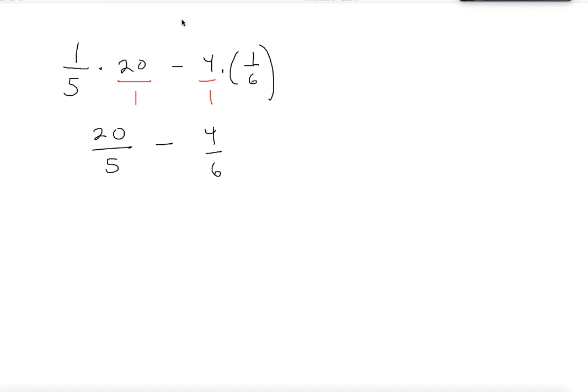Okay, so for the reducing, up here I could go 5 goes into 5 once, and 5 goes into 20 4 times. And then you can see this is going to be 1 times 4 over 1 times 1, which would just be 4, which is exactly what we have here. 20 divided by 5 does make 4. And then right here, I could say 2 goes into 4 2 times, and 2 goes into 6 3 times.